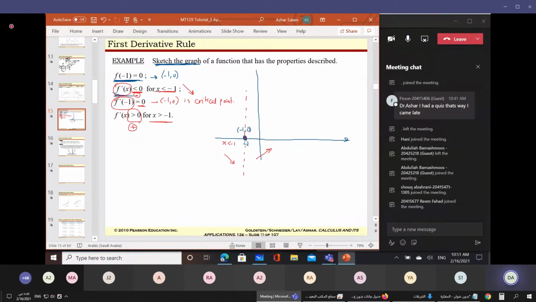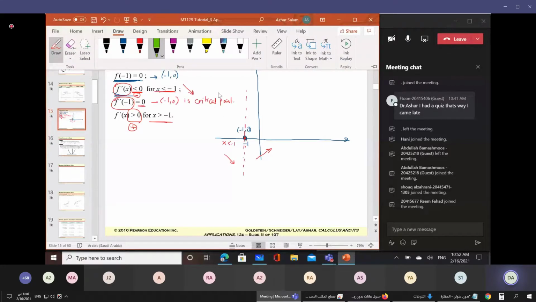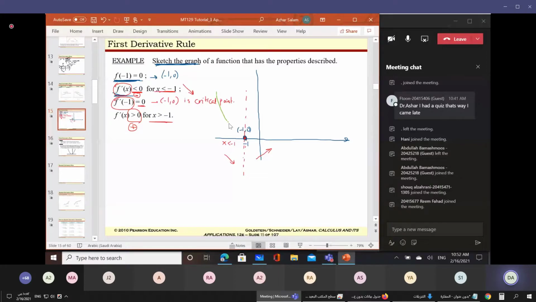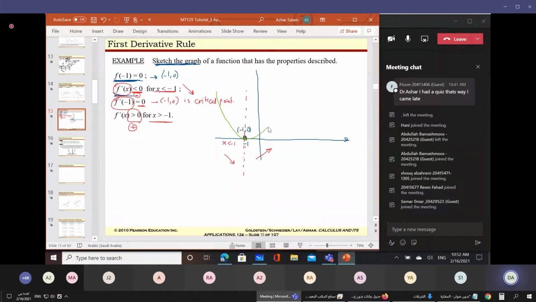So I have to draw a line that crosses this point, decreasing then increasing. I don't have any information about concavity or anything else, so I will draw it like this. Here, decreasing until -1. After -1, it will be increasing. This is the main property that is given here.